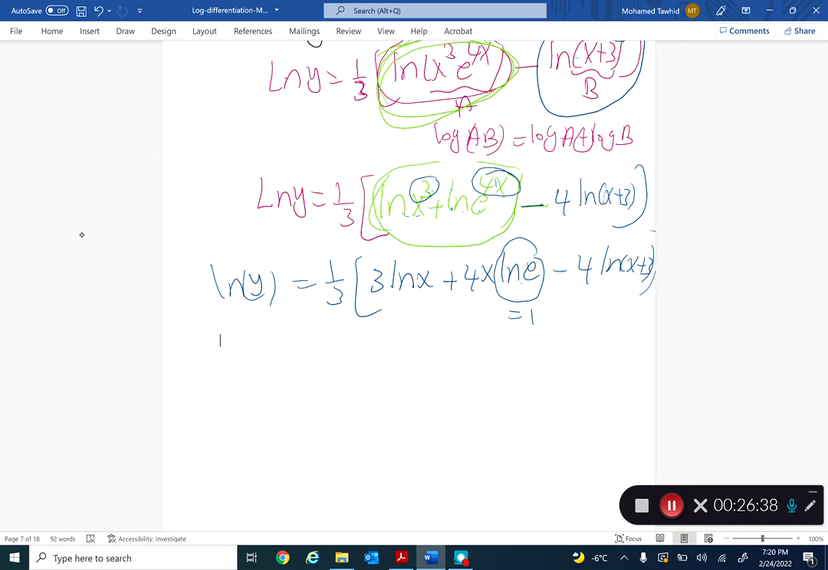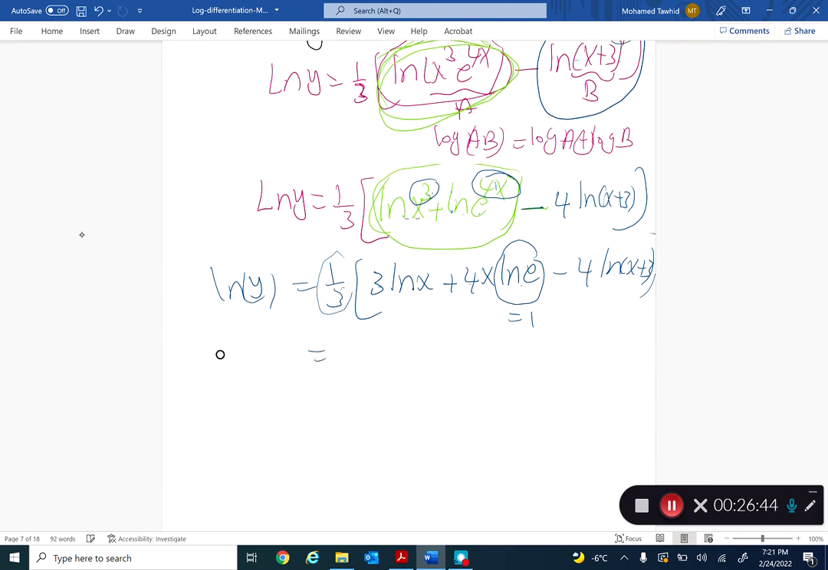So 1/3. If you want, I can multiply 1/3 by each term here. So what do you have? 1/3 multiplied by 3, the 3 cancels with the 1/3, so you have ln x. And here, 1/3 multiplied by 4, you get 4 over 3, and ln e here is 1, so 4 over 3 x. And here, minus 4 multiplied by 1/3, you get minus 4 over 3 ln of x plus 3. Right? So that is ln y.